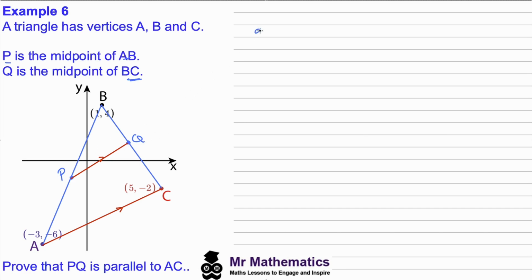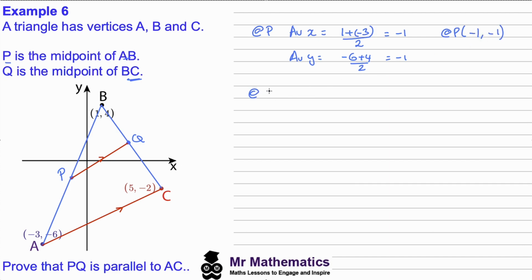Well, for P, this will be the midpoint of A to B, or the average X value and the average Y value. So the average X will be the sum of the two X values, 1 and negative 3, divided by the sample size of 2. So we'll have negative 2 divided by 2. This will be negative 1. And then the average Y value will be the negative 6 plus the 4 divided by 2. So negative 2 divided by 2 will again be negative 1. So at P, the coordinate will be negative 1, negative 1.